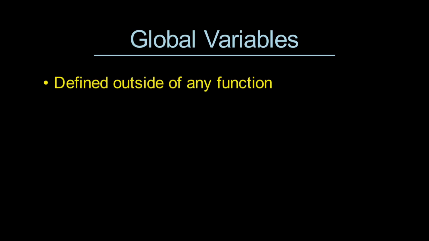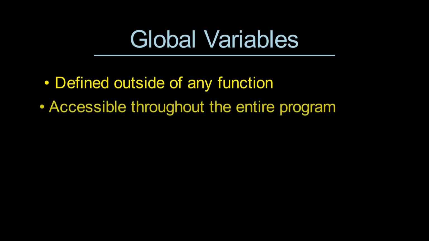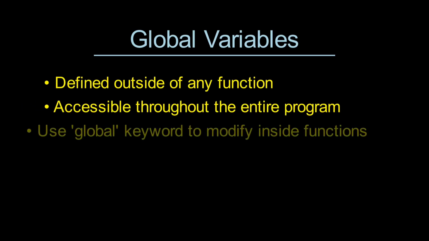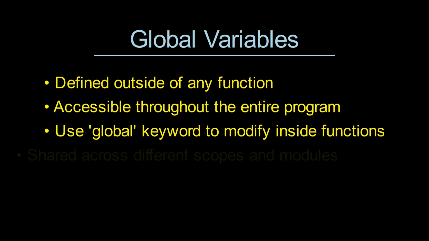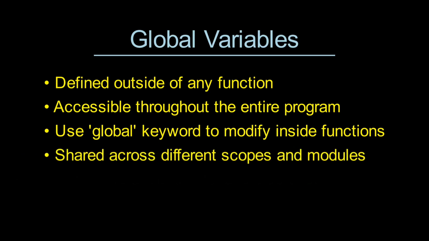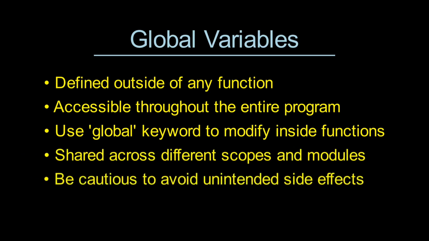Next, global variables provide program-wide accessibility. They are defined outside of any function. They require the global keyword for modification. They share data across different scopes, persist throughout the program execution, and need careful management to avoid the side effects of using global variables.